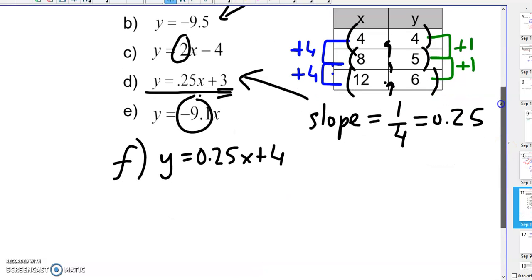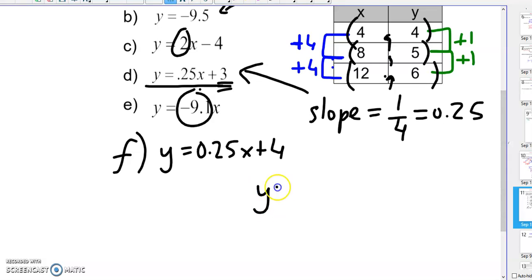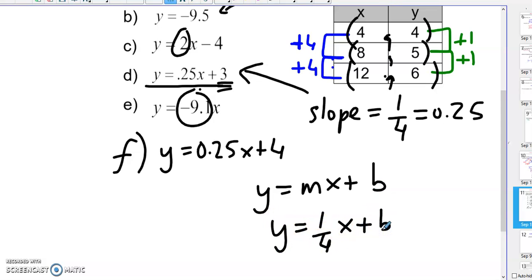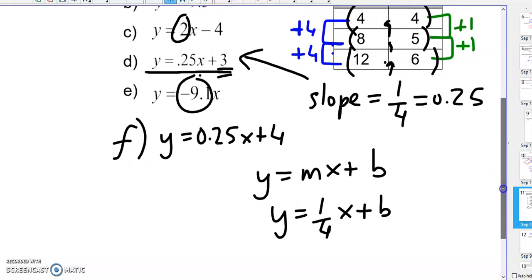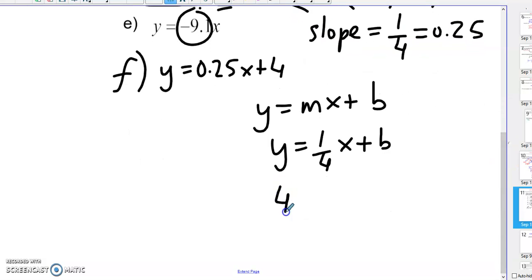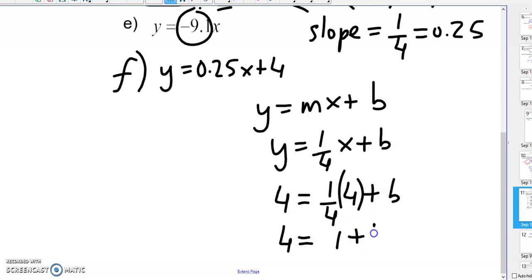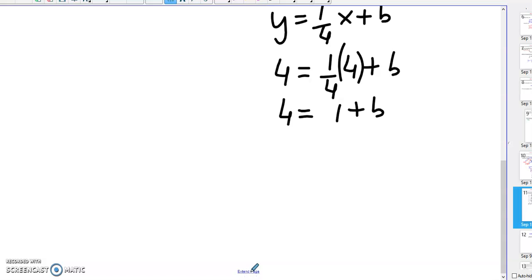So what you'd need to do is use that input-output method again. You'd have y equals mx plus b, and write y equals 1/4 x plus b, and then b is something we don't know what it is. So what you could do is take one of these points, 4, 4, and say 4 is our input and 4 is our output. So you plug that in for your output is 4 and your input is 4. Let's find out what b is. So this gives you 4 equals 1 plus b. Then I subtract 1 from both sides and I get 3 equals b.